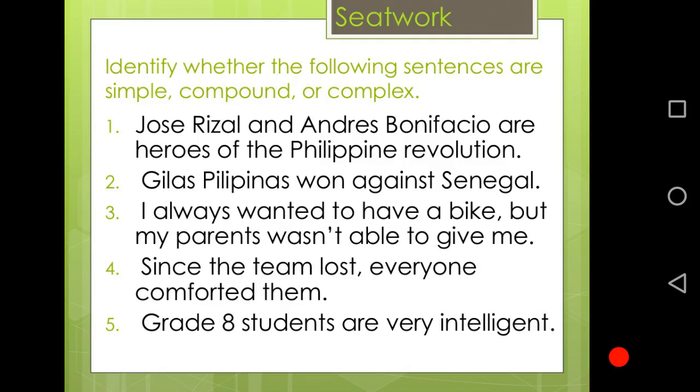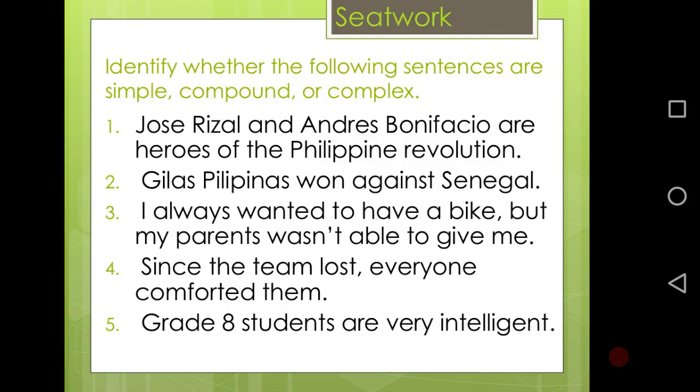George Rizal and Andres Bonifacio are heroes of the Philippine Revolution. So what kind of sentence is it? Simple, compound, or complex? Can you give the answer? Yeah, it is a simple sentence because George Rizal and Andres Bonifacio is one subject, and it is joined by and, so it is a plural subject. And are heroes of the Philippine Revolution is the predicate, and it is the form of the simple sentence.